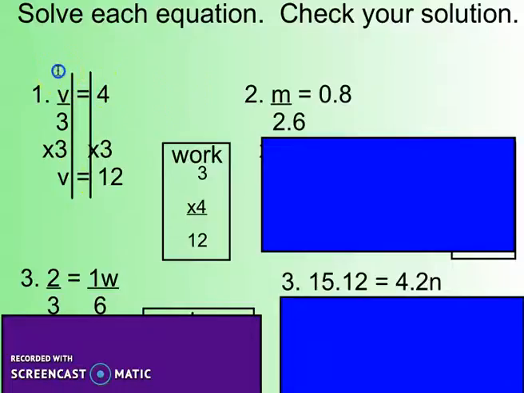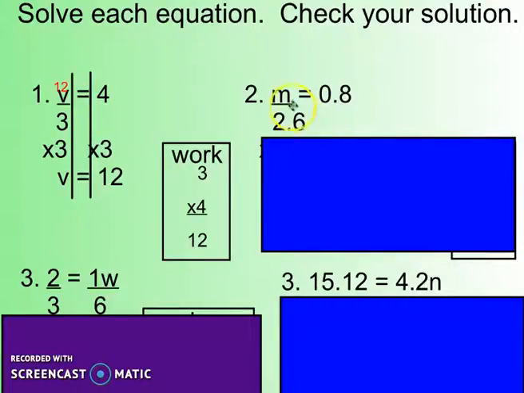And remember, you can always check your answer. I can put 12 in, and you should always be checking your answer because you should never get anything wrong with algebra because there's always one answer, and you can always check your solution to see if it works. Is 12 divided by 3 4? Yes, it is. Let's look at another one.